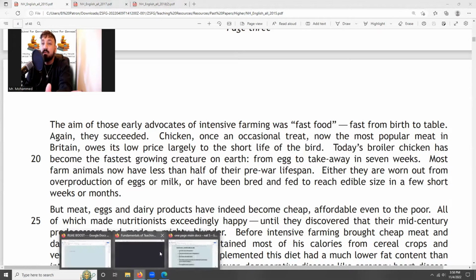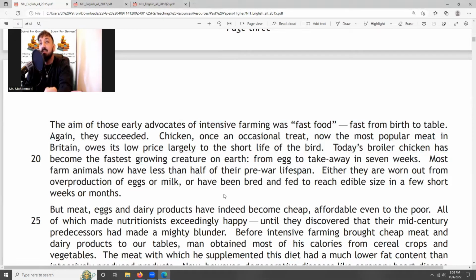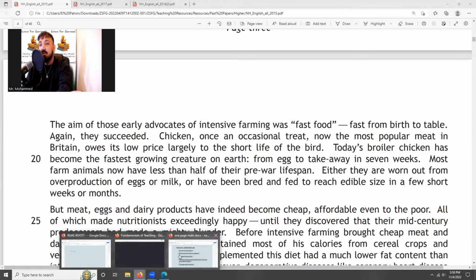Now what you want to do once you've done that is look at your options, and pick the easiest one. From all of these, there's a couple that are quite easy. For example, "short", that's easy to understand. Maybe "overproduction", it's kind of simple. So you want to pick the easiest answer.